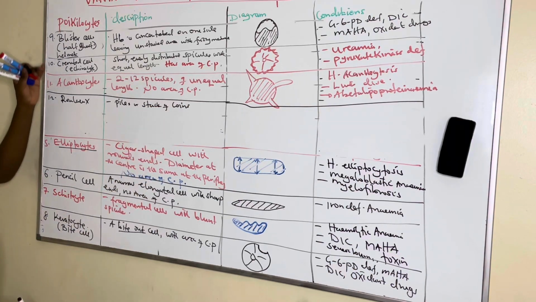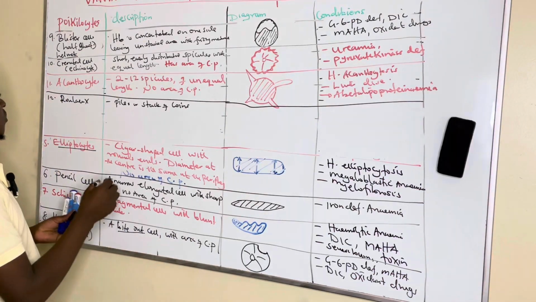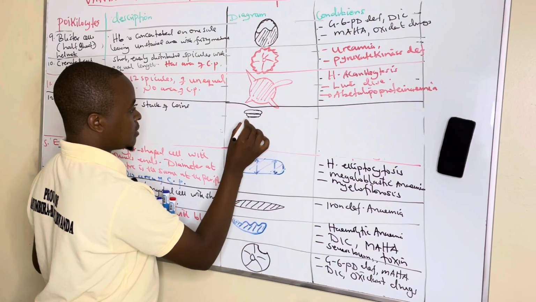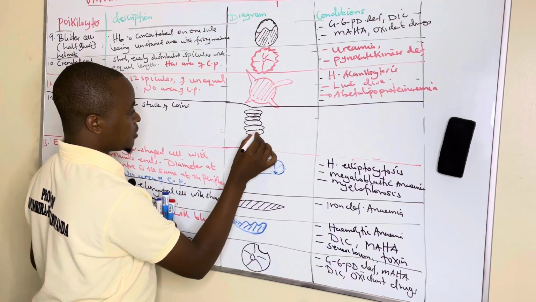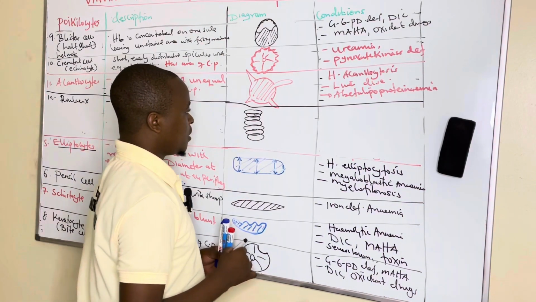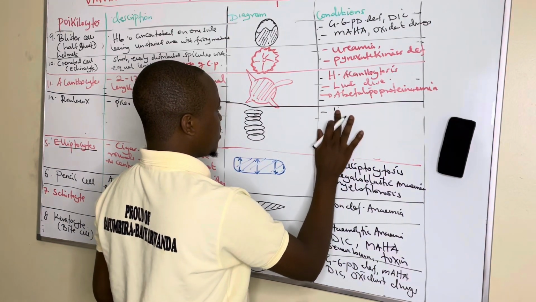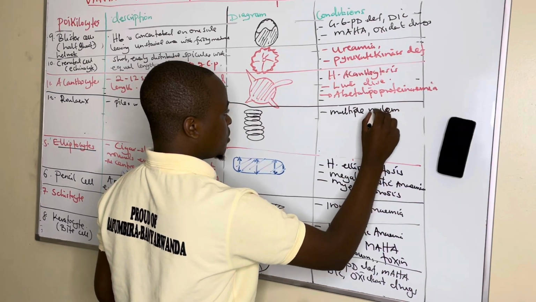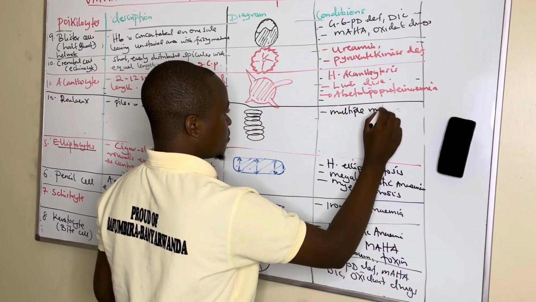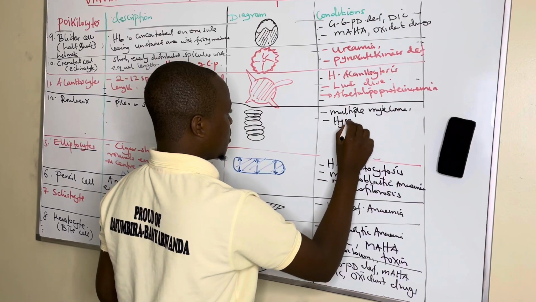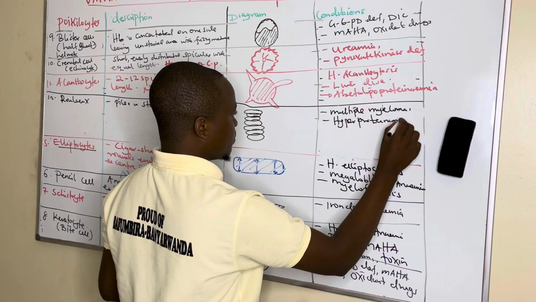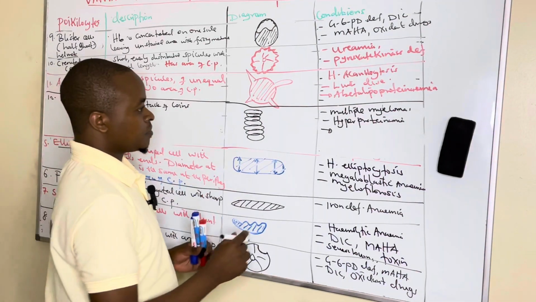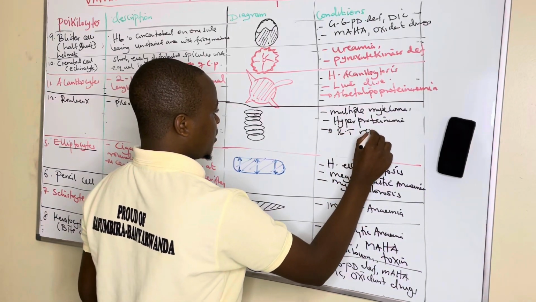You find where the cells are piled up together like stacks of coins. This is what we call rouleaux. And these rouleaux are seen in hemolytic anemias, but we normally see them in multiple myeloma. You see them in hyperproteinemia, and even blood transfusion reactions, you can find them there.